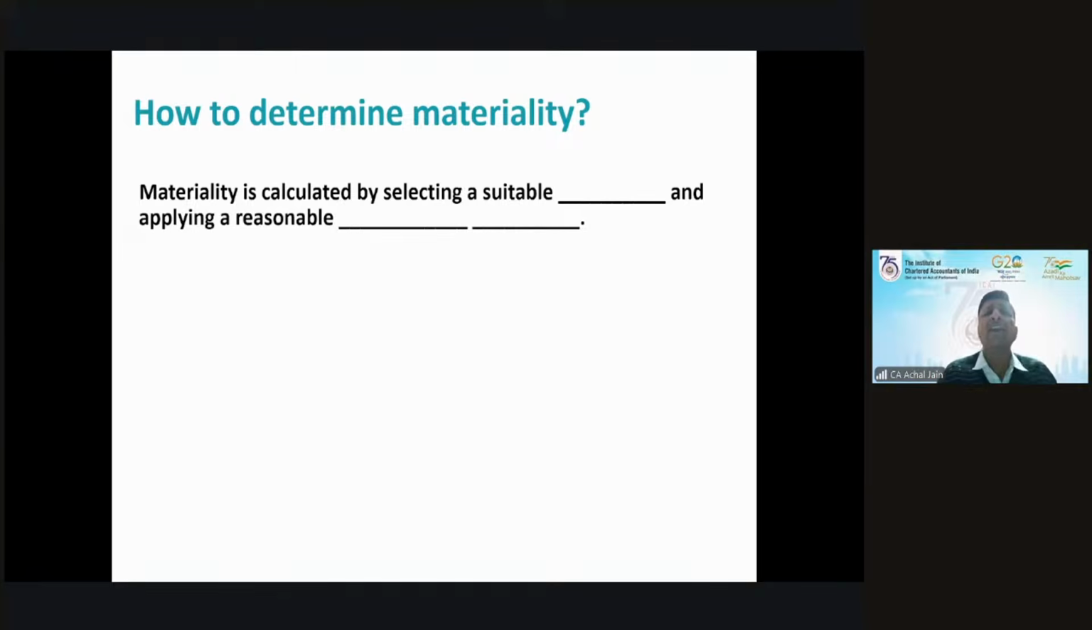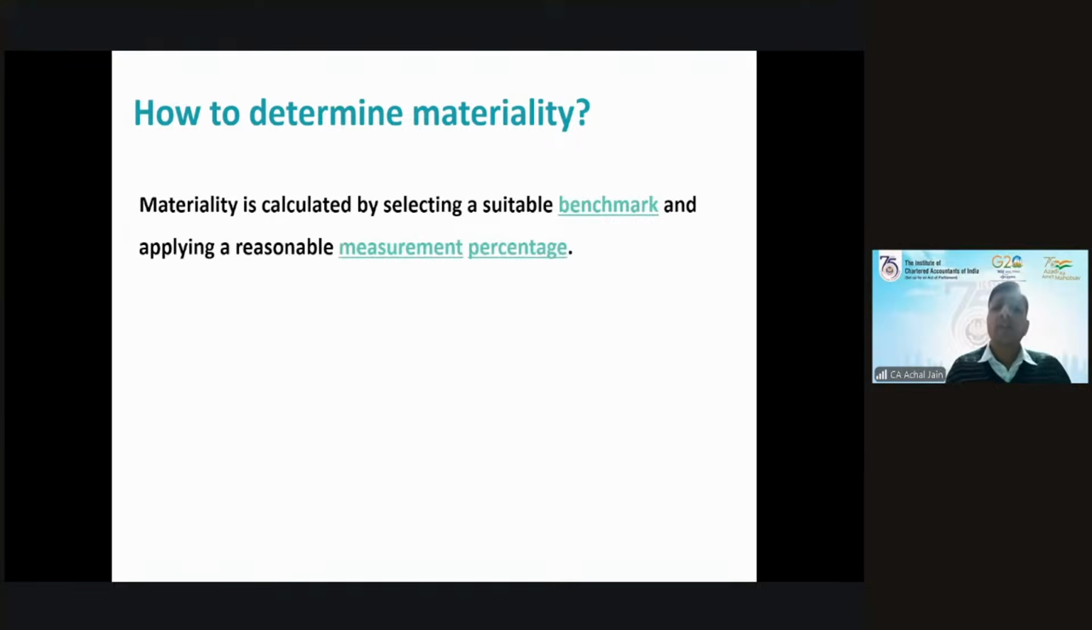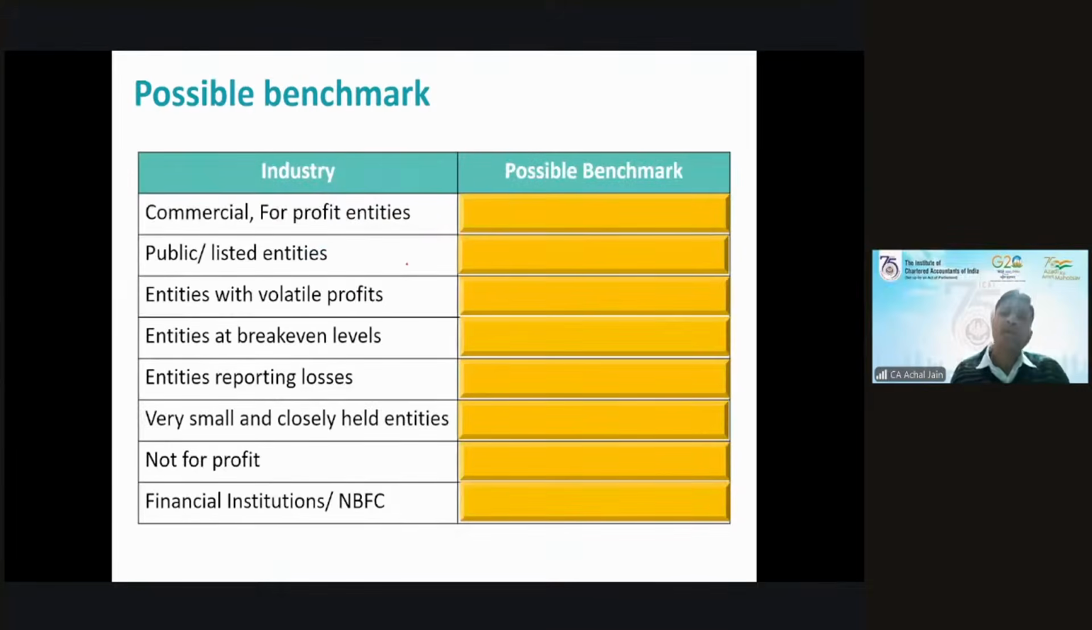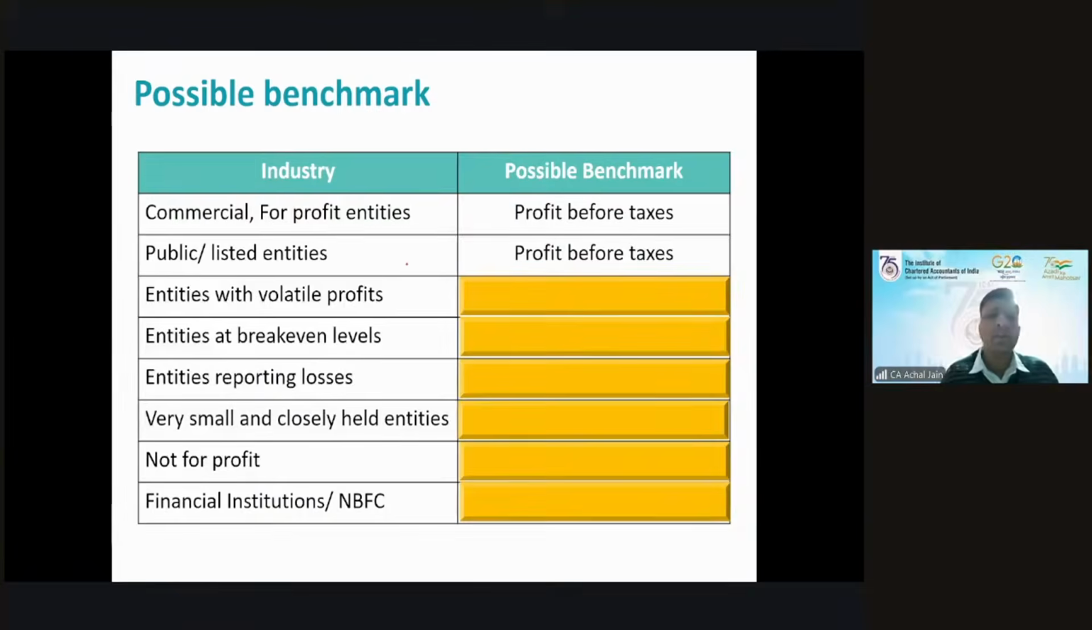So materiality is calculated by selecting a suitable benchmark and applying a reasonable percentage. Now, what could be the benchmark in some of these scenarios? Let's try to understand this. For commercial entities which are making profits, PBT is generally what you will prefer. For public companies, for listed entities, what is the benchmark? Again, PBT is what you will consider.